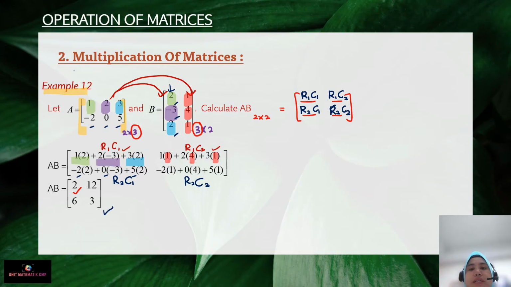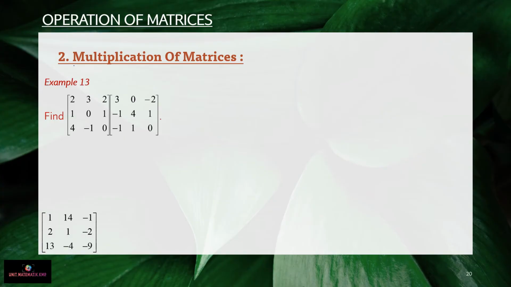Okay class, for this example, if you are still confused or you still didn't get my point, please try to do it on your own and practice the tutorial questions and you will get the way. All right. Next, let's go to our example for multiplication of matrices.